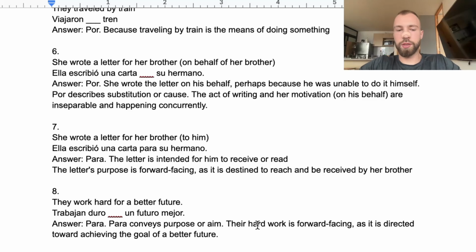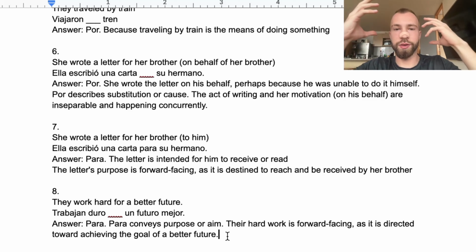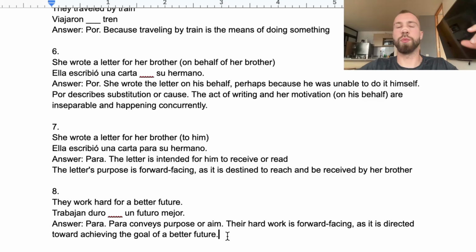So hopefully that helped. Like I said, the only way you're really going to drill this in is with a bunch of examples. You don't want to be in a conversation trying to calculate whether to use por or para. You want to just get to a point where it's natural and you can kind of feel it out without even being able to explain why it's one or the other. And the only way that's going to happen is by doing a bunch of examples like this.